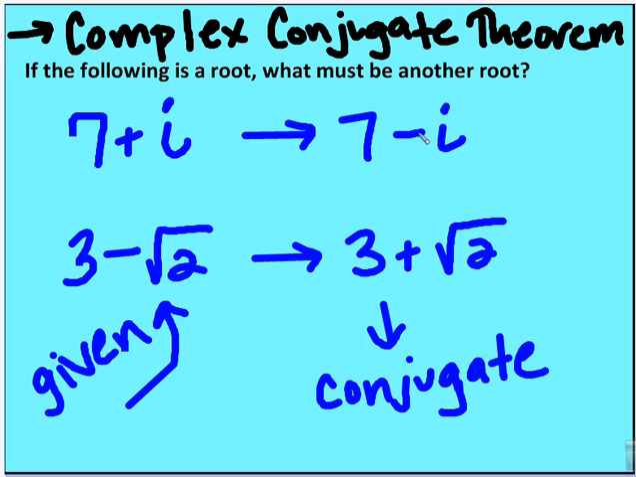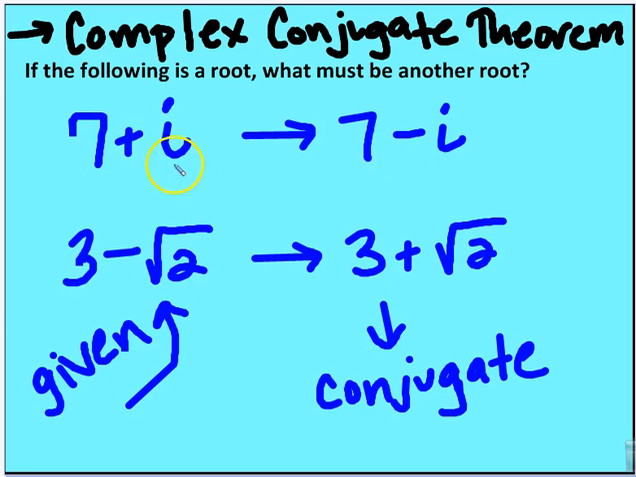All right, so complex conjugates theorem, we said if you have a complex root, it always has to have a conjugate. So if 7 plus i is one of the roots, then 7 minus i has to be the other root. So 7 minus i is the conjugate of 7 plus i, and 7 plus i is the conjugate of 7 minus i. The conjugate is just an extrapolation of the difference of 2 squares.